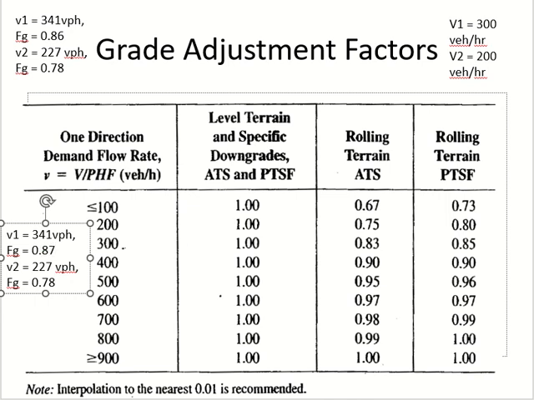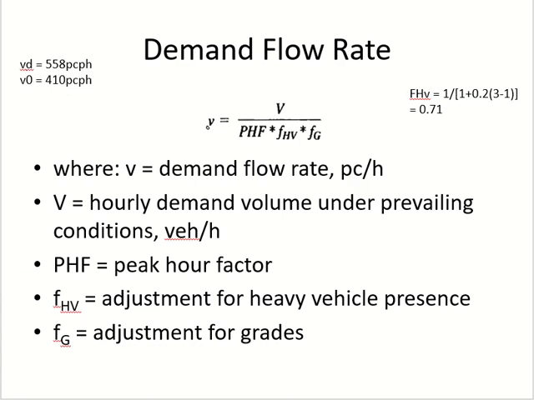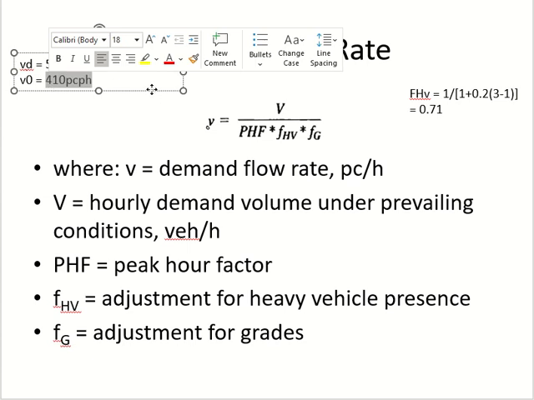Okay. And for 227? 81. Okay. So now I can calculate the flow rate for PTSF. Okay, give me the values for PTSF now.